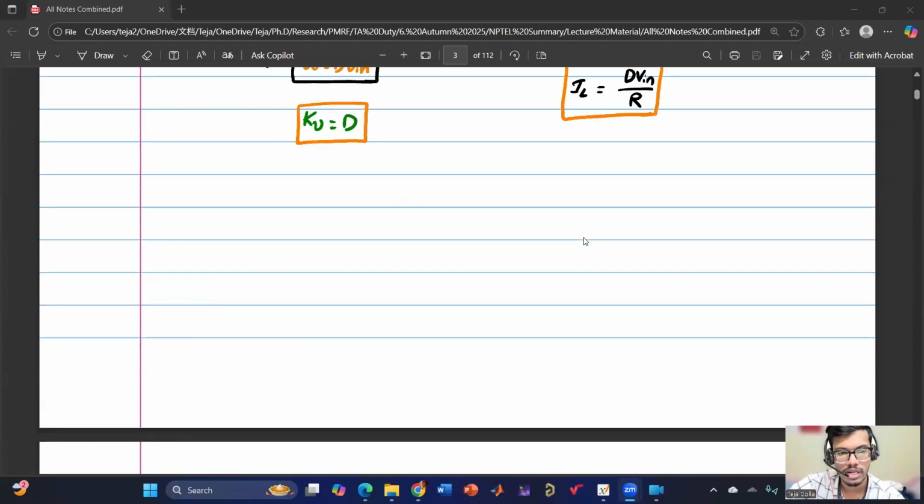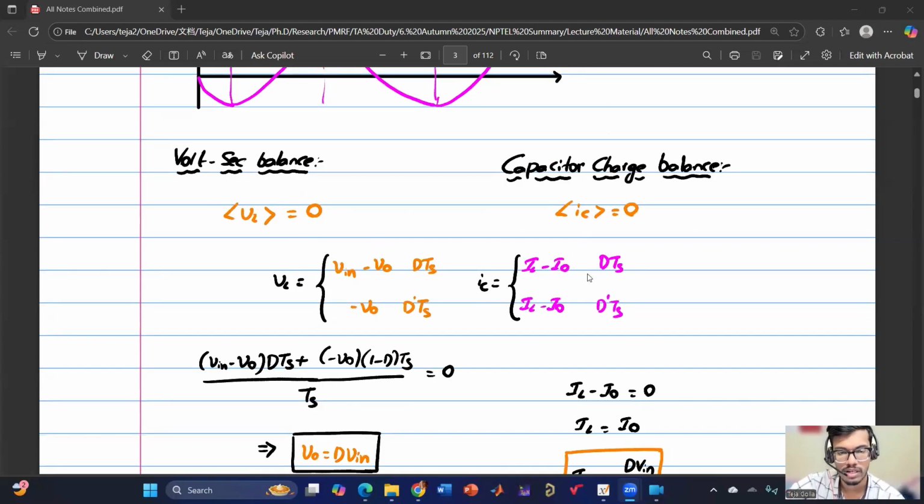Similarly, you can get the relation of the currents based on the capacitor charge balance. This one, capacitor charge balance. So assume the currents, and then the current flowing through the capacitor on average should be zero. In that way, you can get the currents. Is that clear? Whoever has asked.